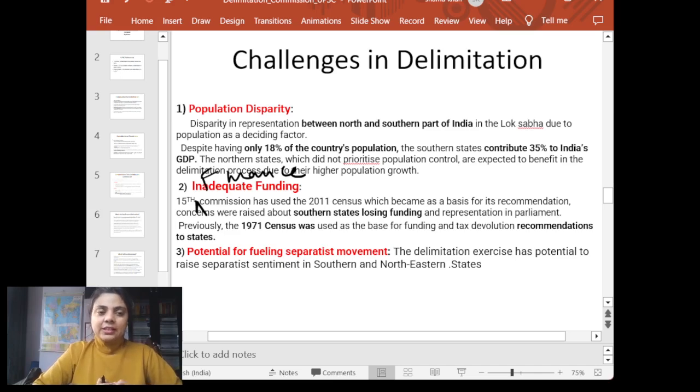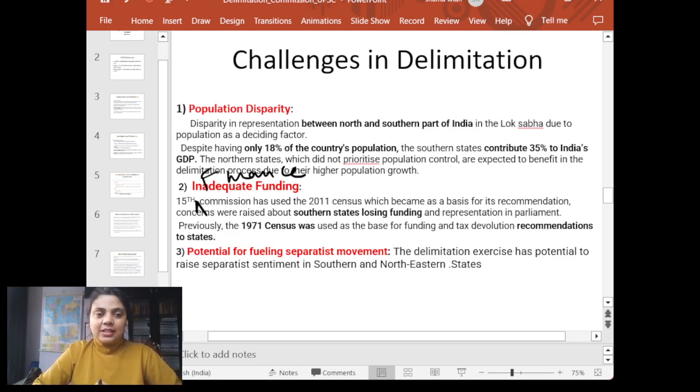As we see, whenever the Finance Commission is constituted, population is one of the criteria used to distribute the financial resources among the states. So the 15th Finance Commission used the 2011 census, and we can see there is a loss of funding when it comes to the southern states compared to the northern states.